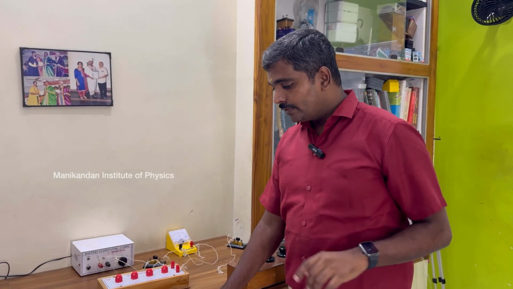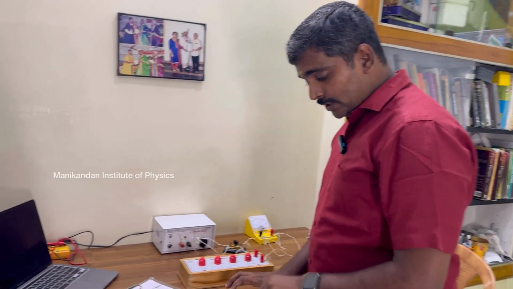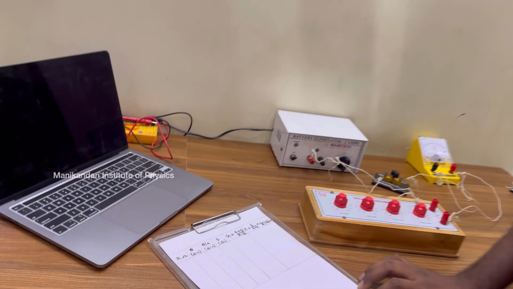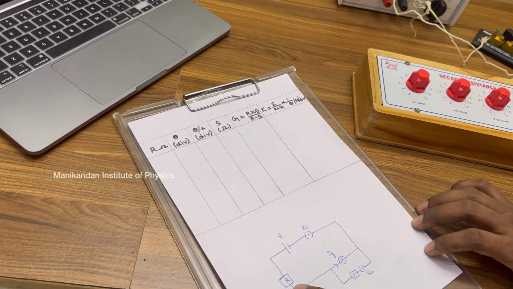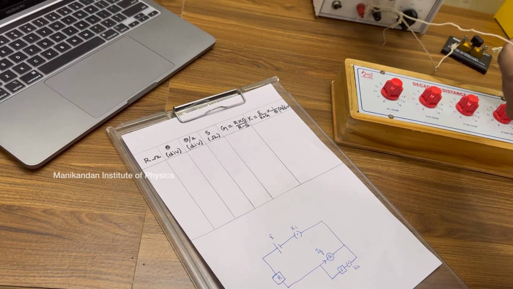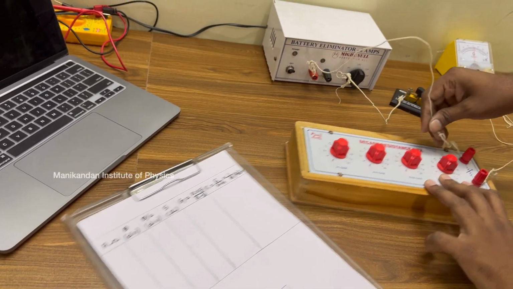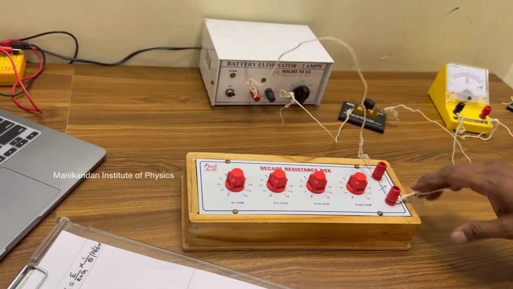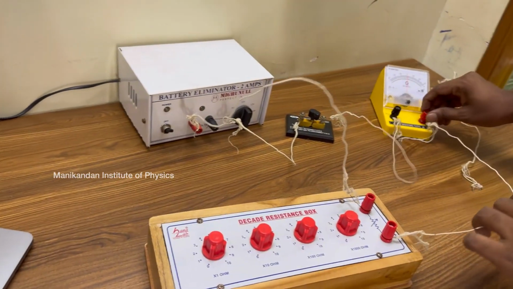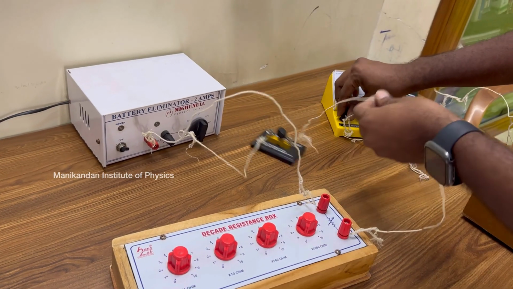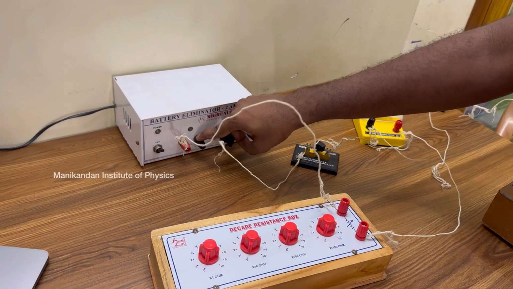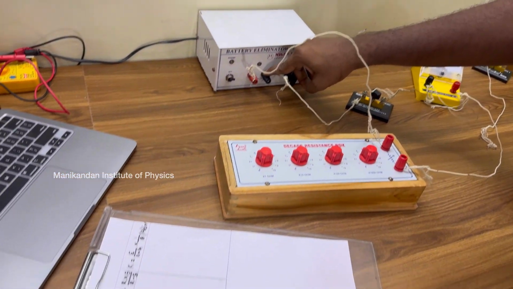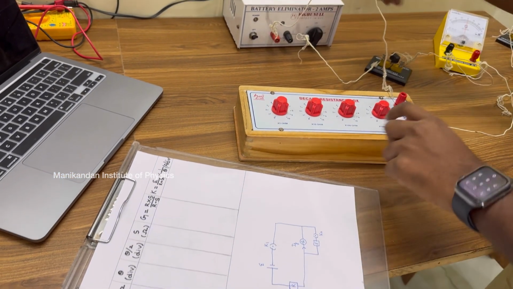So first we are going to do the connections here. One wire from the cell to the resistance box, another wire from the resistance box to the galvanometer, and from the galvanometer to the key, and from the key to the negative end of the cell. So this circuit is called the primary circuit. We finished this first part.